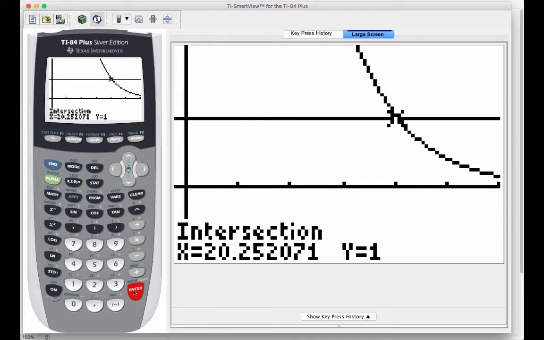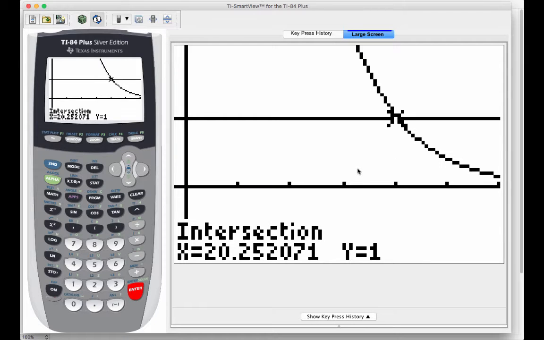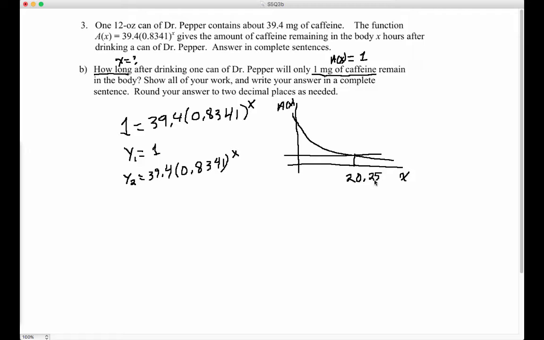Okay, so let's go back to our problem here, and let's go ahead and put in a sketch of what we just did. So here is the x-axis, here is the a of x-axis, and we're going to change the scaling a bit so that we can see the whole thing. There's our point of intersection at 20 point, I believe it was 24, let me check real quick. No, 25, my bad, excuse me. 20.25 hours, all right? Remember, x was in hours here, and a of x up here was in milligrams.